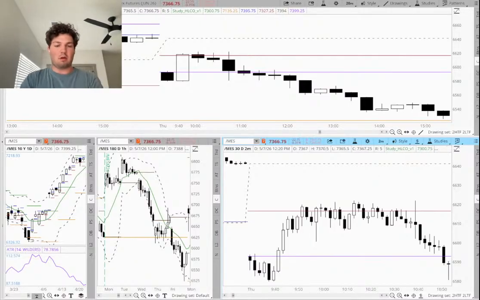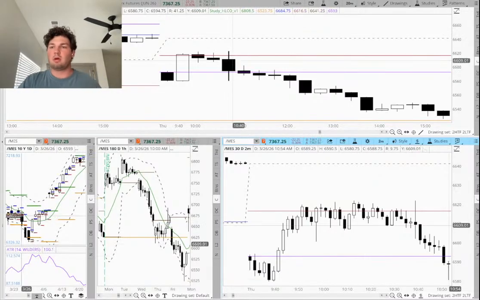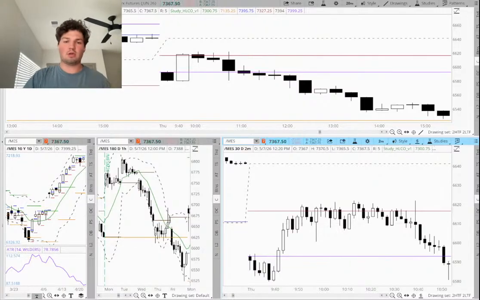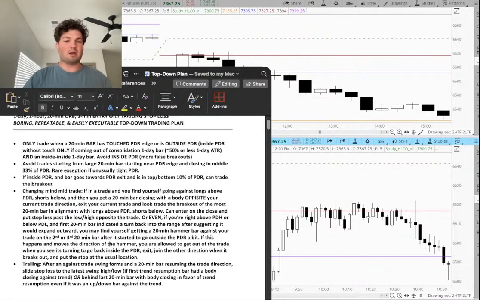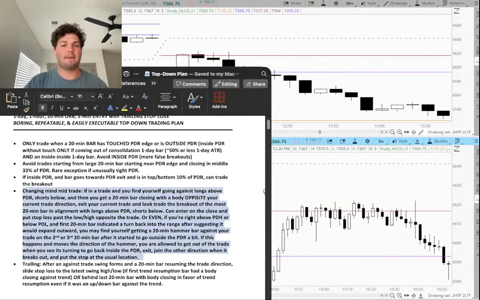Bar 1 long. 1R. Then we would turn the position around. Bar 3 short. Flip because pause bar at prior day low. And let me show you here why that's acceptable. Microsoft Word is up. Changing my mind mid-trade. That's why it's okay.